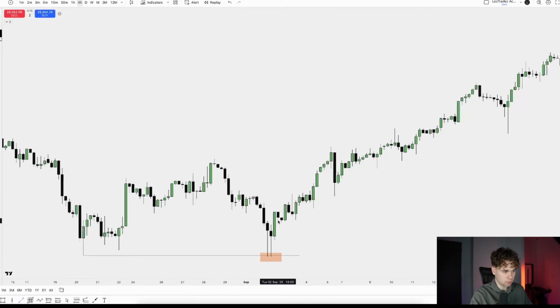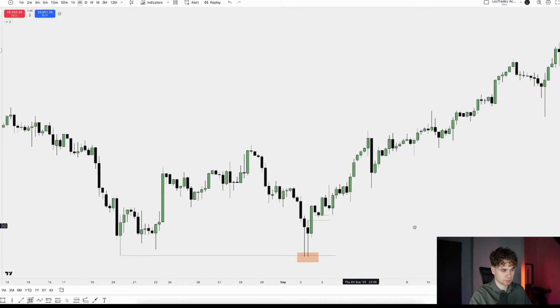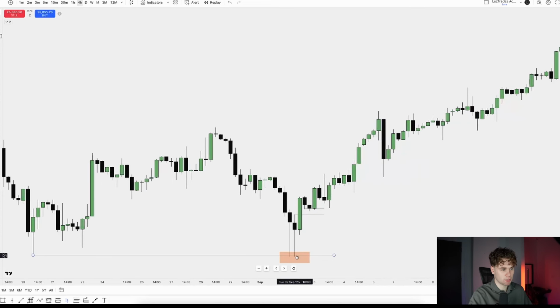Now, the fair value gap here holds. Now you're waiting for a fair value gap to get created, and it gets created over there. So we run the stops, we then displace higher, creating a 4-hour gap. You would take an entry there with your stop loss below the candle that created that gap, and target the highs.